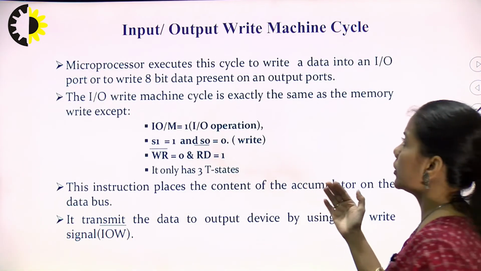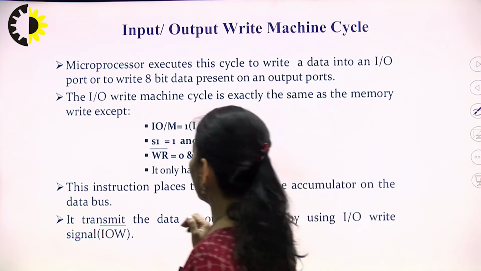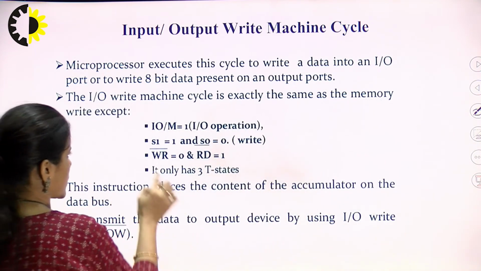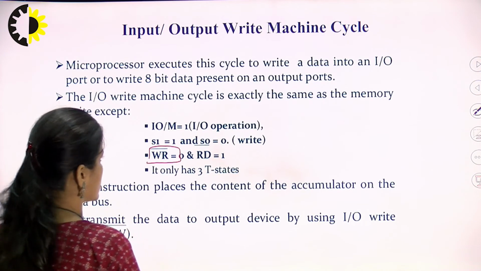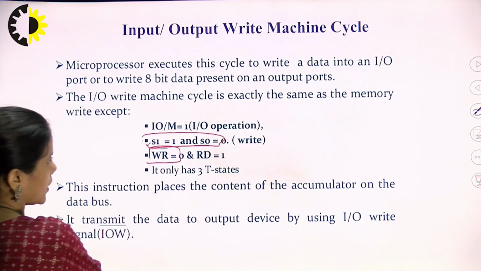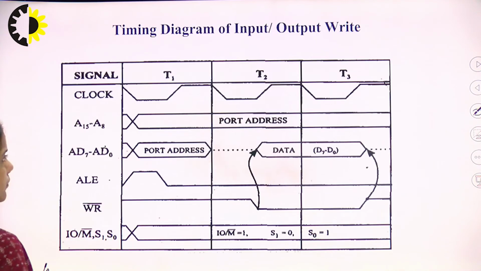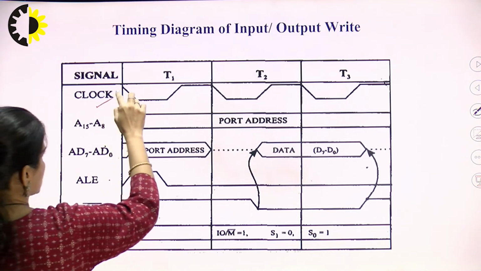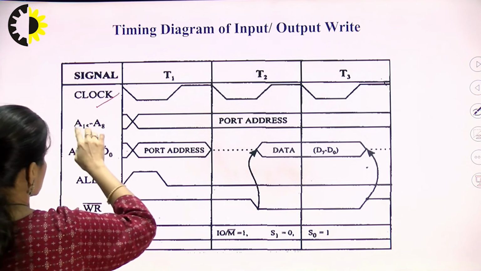Now, we come to the input output write machine cycle. Again all the instructions are same except this read write signal which is changed, and during this S1 and S0 are also changed. So, let us see that these are the representation of the clock signals.